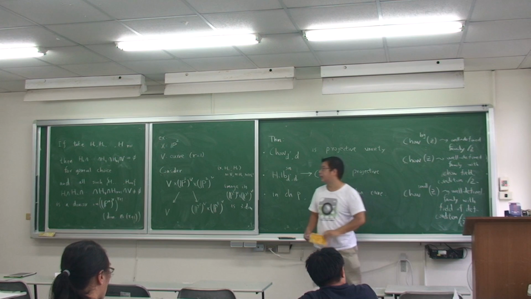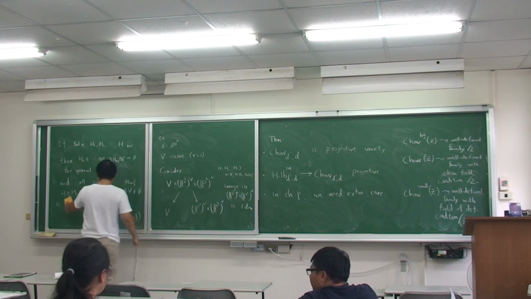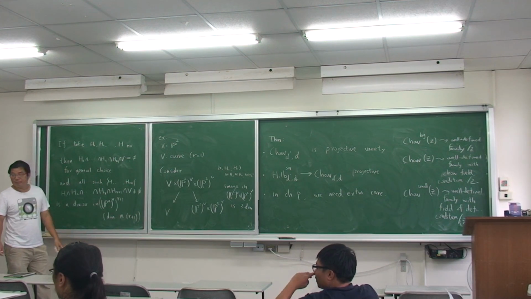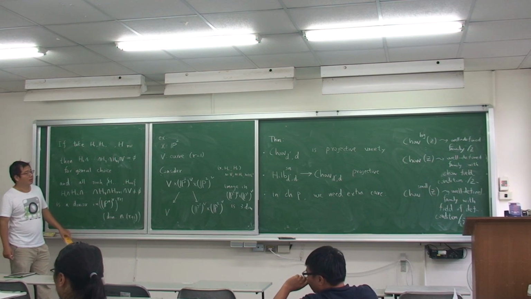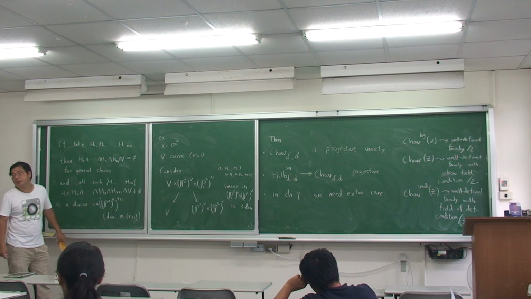So let me write it down. Sorry, before you say positive characteristic, does this Chow variety have a universal family? Yeah, because it's a fine moduli space. Oh, this is a fine family. Yeah, it's a fine moduli space.